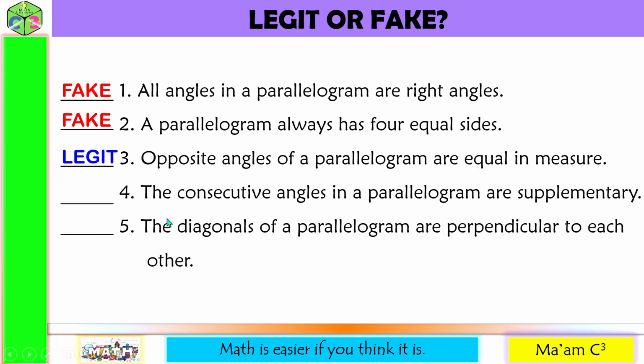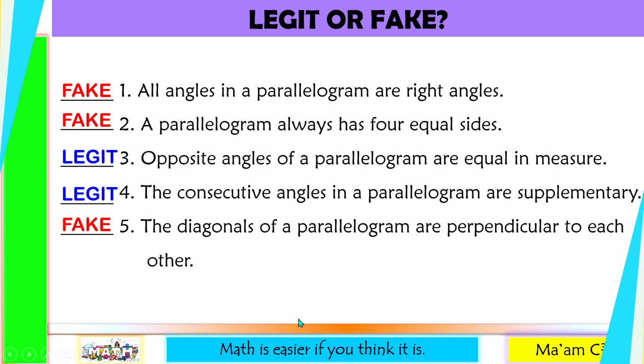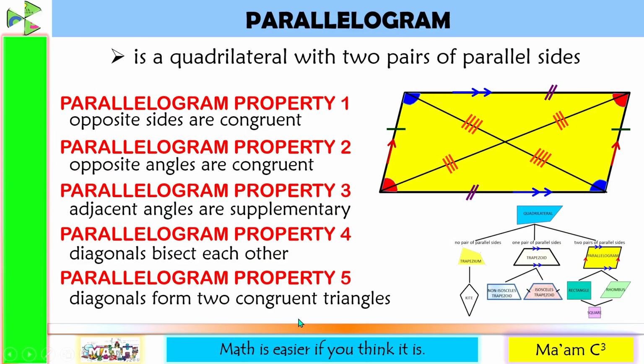Number four, the consecutive angles in a parallelogram are supplementary. This is legit. Last one, the diagonals of a parallelogram are perpendicular to each other. This is fake. Let's also have a recall of what a parallelogram is. It is a quadrilateral with two pairs of parallel sides.